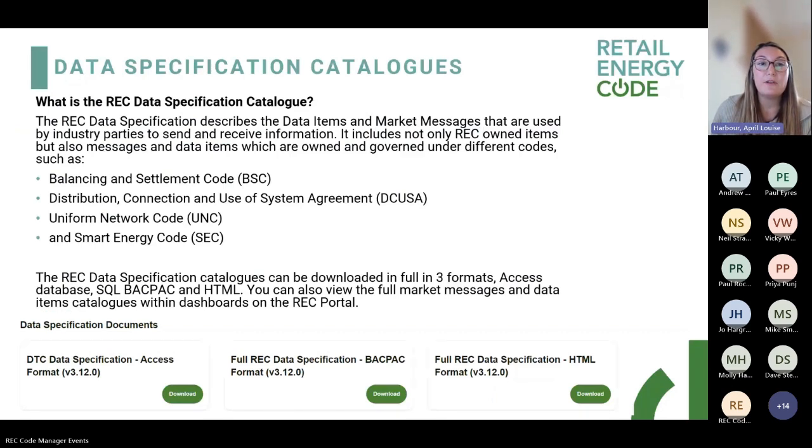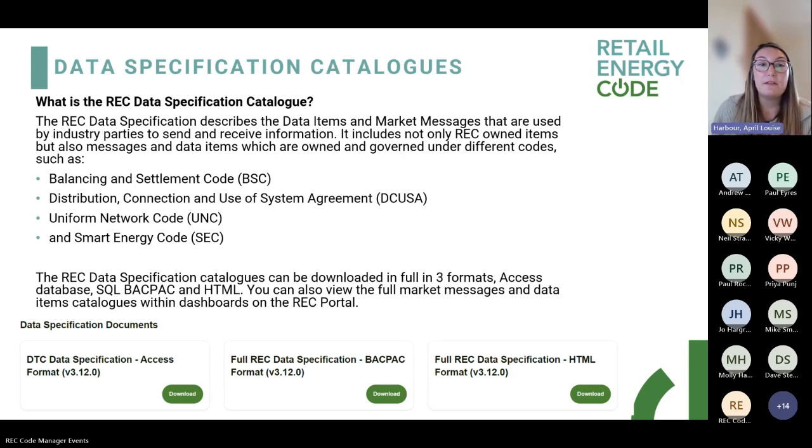So essentially it describes the data items and market messages that are used by industry parties to send and receive information. It includes not only REC-owned items, but also messages and data items which are owned and governed under different codes, such as the ones we have on the screen. So we've got the BSC, DCUSA, the UNC, and the SEC.